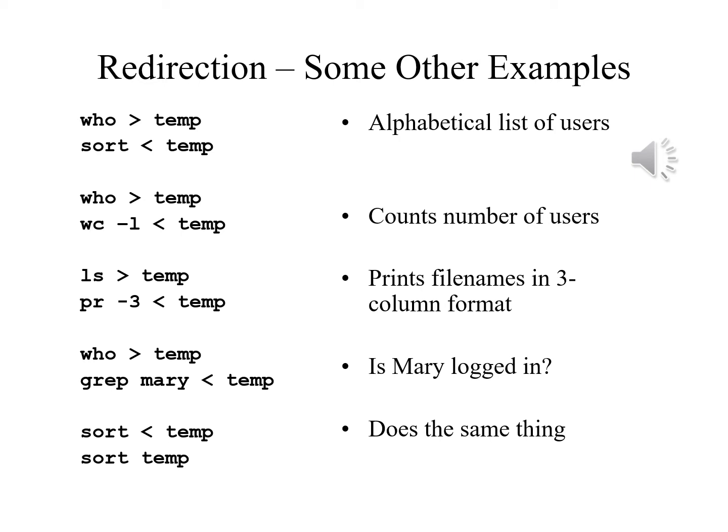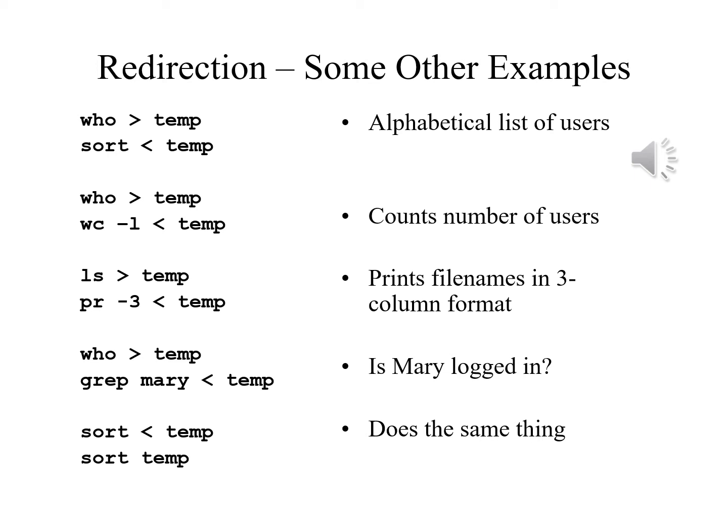If I type who > temp, it will create a file named temp that contains the login names of users on the system. If I subsequently type grep Mary < temp, it will print out any line with Mary's name. Please keep in mind that if we have a user named Rosemary, it will print that as well.